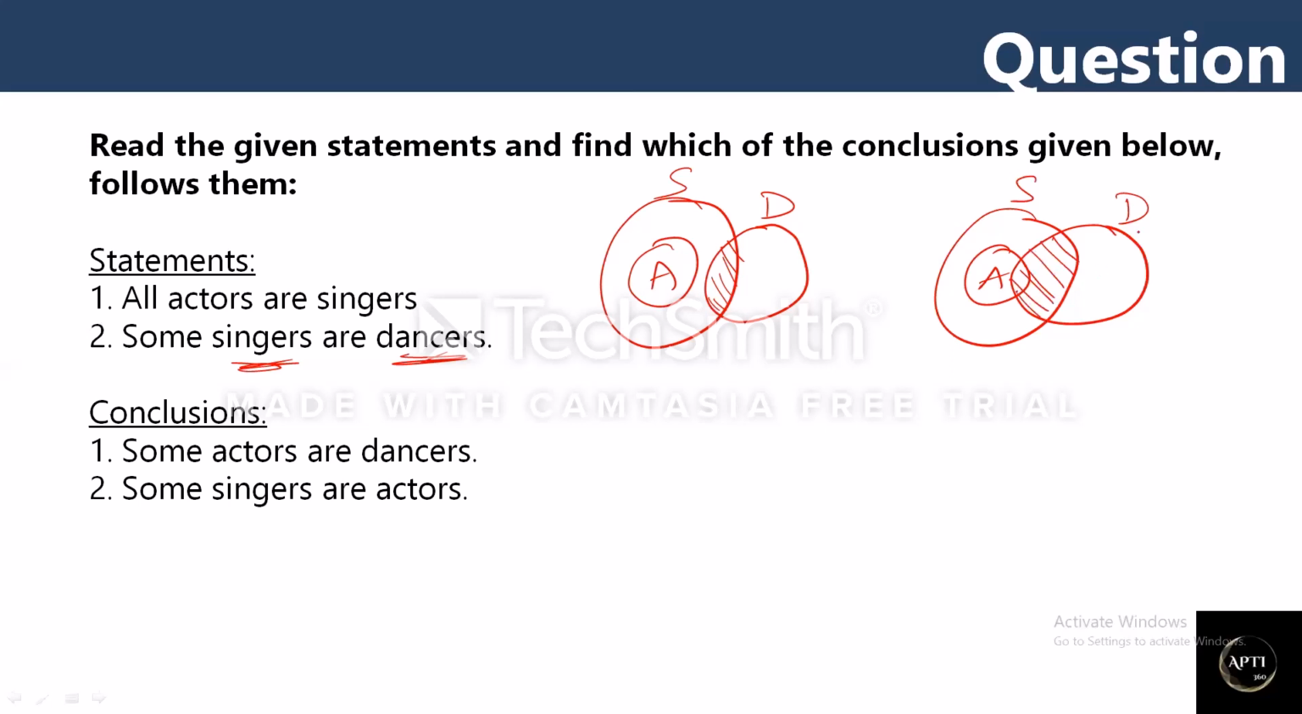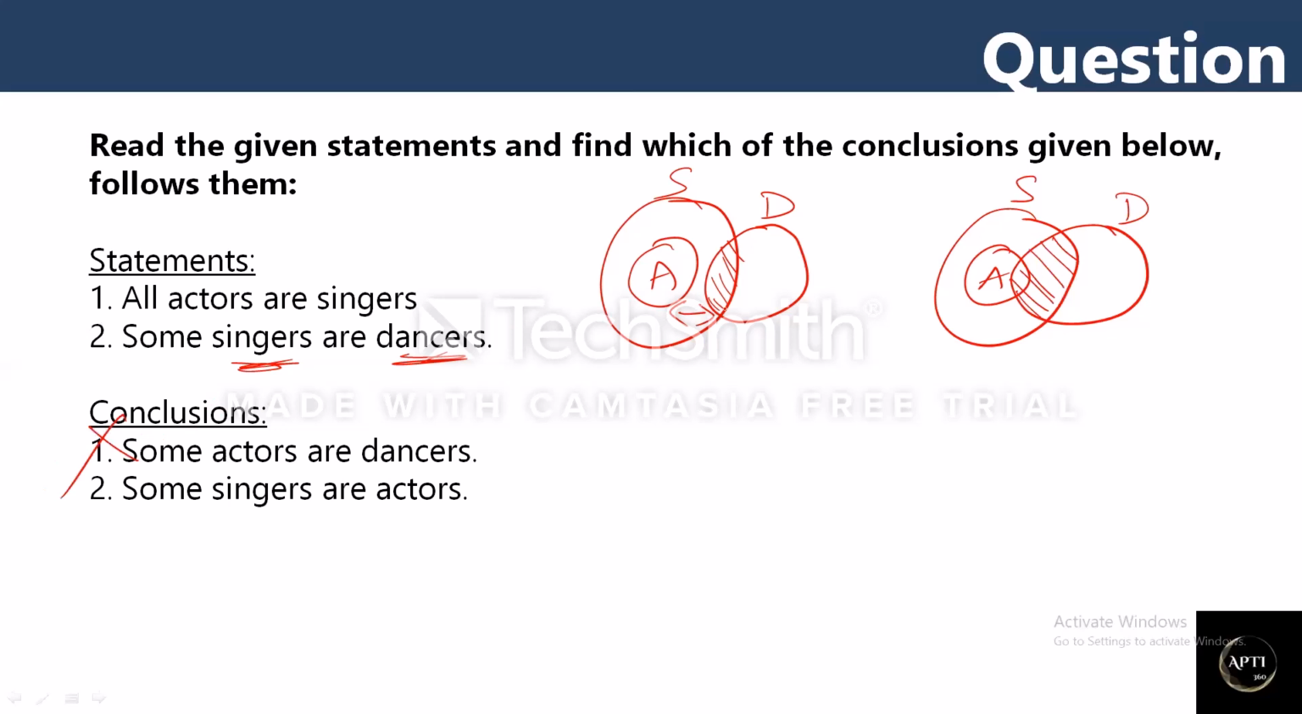What is the difference between the first diagram and the second diagram? Minimum case means I'm not disturbing any others, drawing the Venn diagrams straightforward from the statements. But maximum case means we need to disturb as many circles as possible. That's it. Now, if you read the conclusions, some actors are dancers. Here there is no connection between actors and dancers. Immediately eliminate that conclusion. First conclusion is wrong.